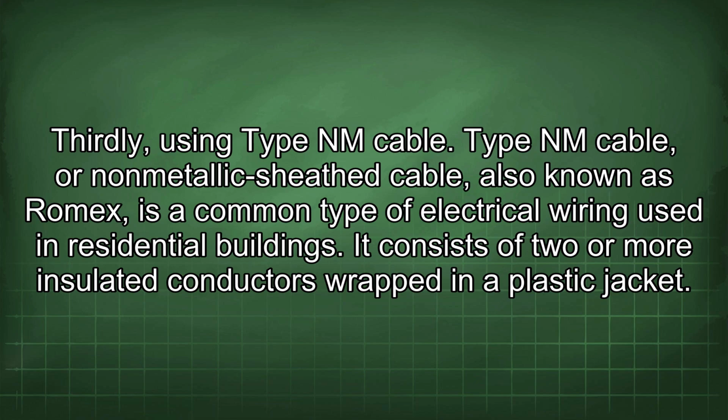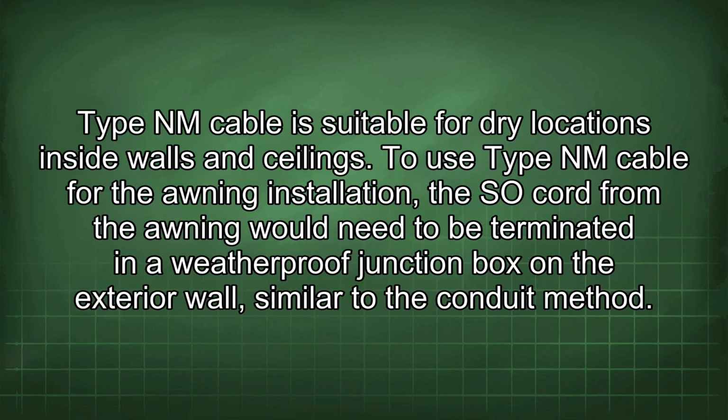Type NM cable, or non-metallic sheath cable, also known as Romex, is a common type of electrical wiring used in residential buildings. It consists of 2 or more insulated conductors wrapped in a plastic jacket. Type NM cable is suitable for dry locations inside walls and ceilings.